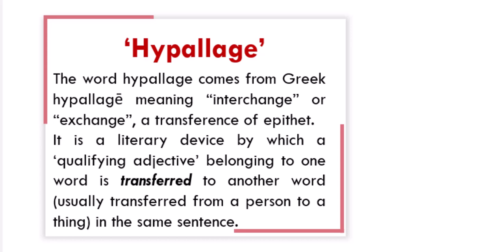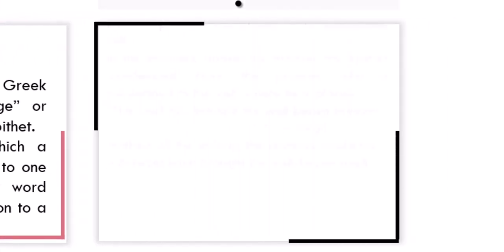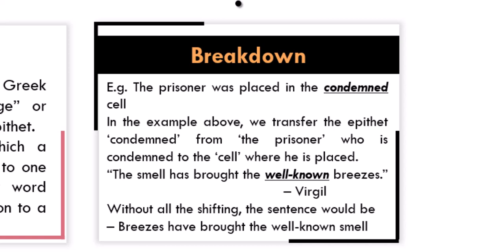Now, it's not in all cases that it has to do with transference of an adjective belonging to a person to a thing, but that's the common one. Okay, so let's have a breakdown of it so that we can understand what we mean by transferred epithets, that is, transferred adjective. The prisoner was placed in the condemned cell. In the example above, we transfer the epithet, that is the adjective condemned, from the prisoner, who is actually the one condemned, to the cell where he is placed.